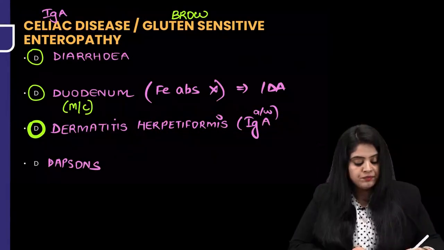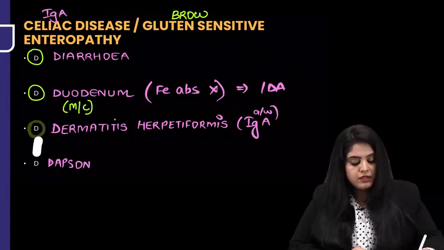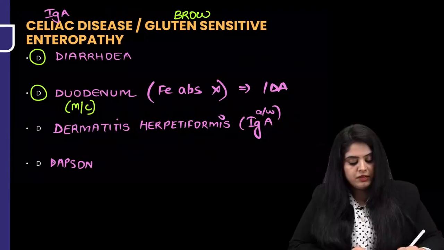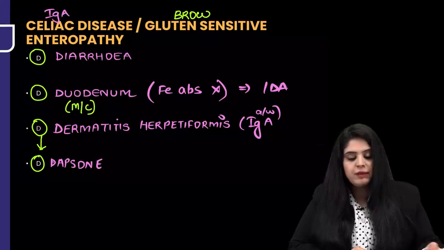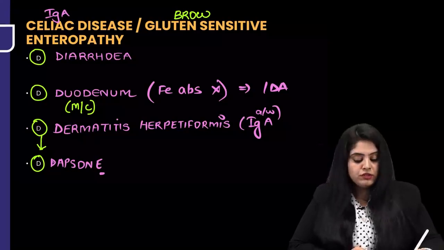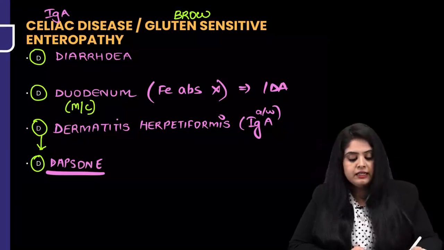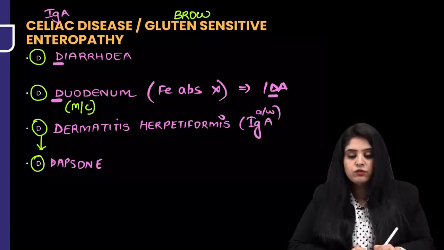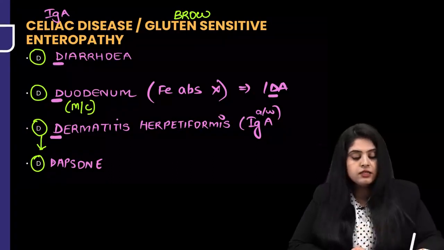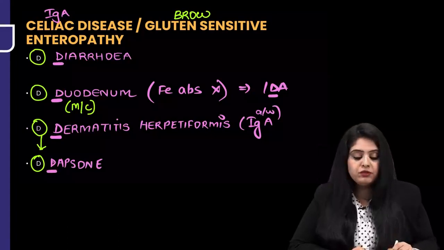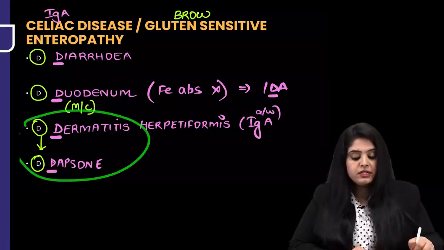So how are you gonna treat a patient of dermatitis herpetiformis? Please note, for the treatment we have another drug that is known as dapsone. What is dapsone? It's a drug for treatment of dermatitis. Another D. So DDDD kya hai? D for this patient is going to have diarrhea. Most commonly the duodenum is affected, so deficiency of iron occurs. Dermatitis can occur in the skin. Dermatitis herpetiformis ka treatment is dapsone. But this is the treatment of dermatitis herpetiformis.